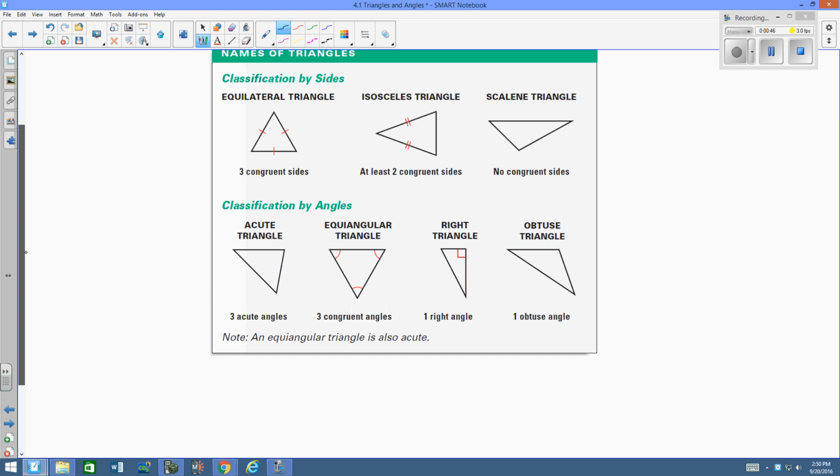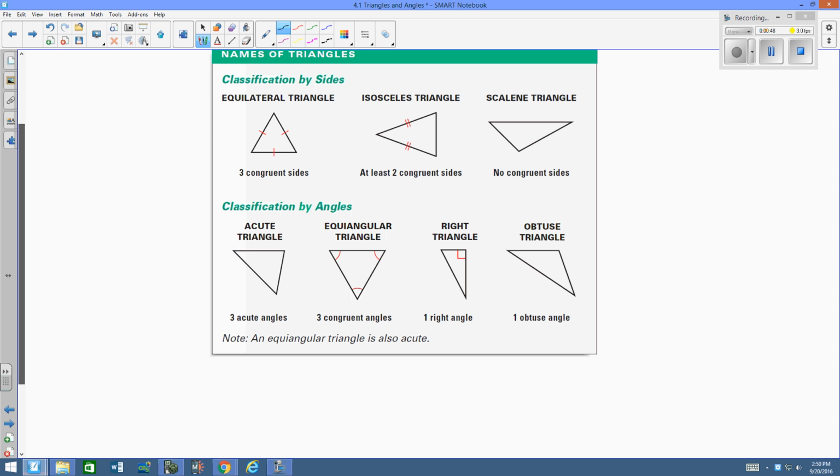You can also classify the triangle by its angles. So if all 3 angles are less than 90, it's called an acute triangle. If all 3 angles are the same, it's called an equiangular triangle. Notice it has equal angles, just like equilateral had equal sides.